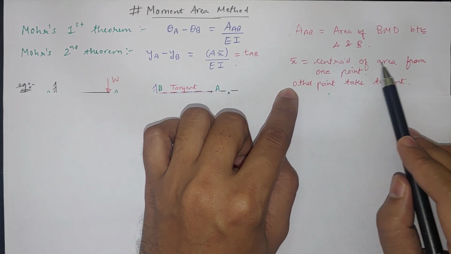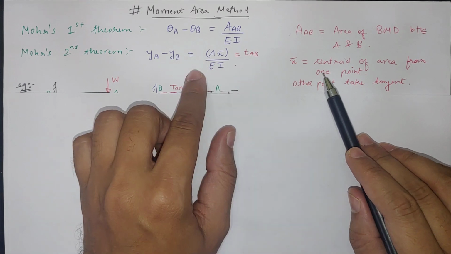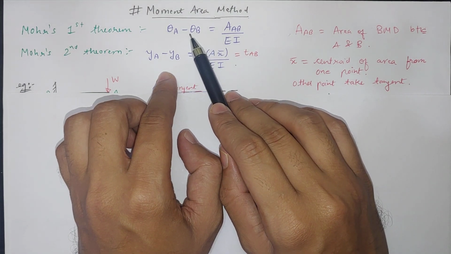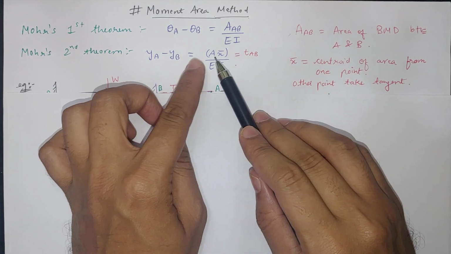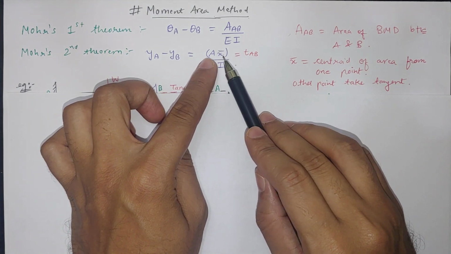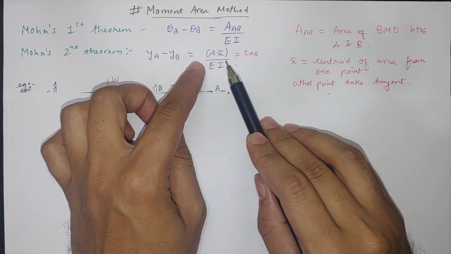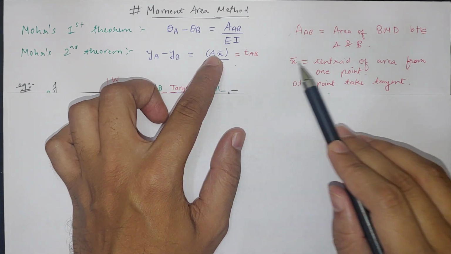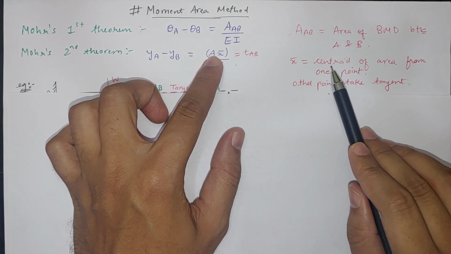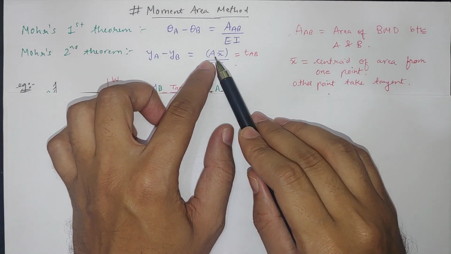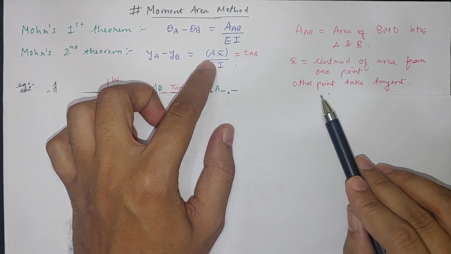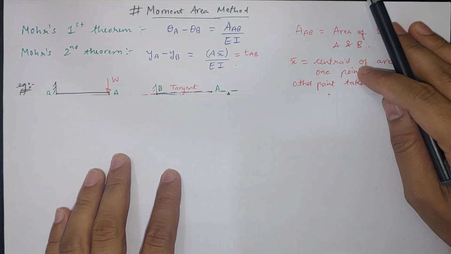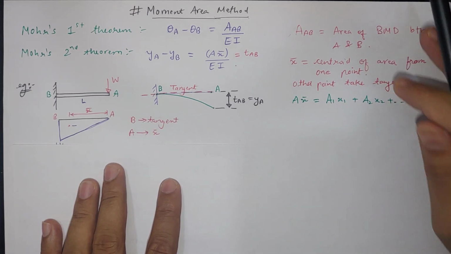So this is critical for this example. Theta A minus theta B is area divided by EI. Y A minus y B is area times the distance divided by EI. This distance is the distance from one point to the centroid of the area that we are talking about, and from the remaining point we have to take the tangent. Now we'll discuss how to implement this process.